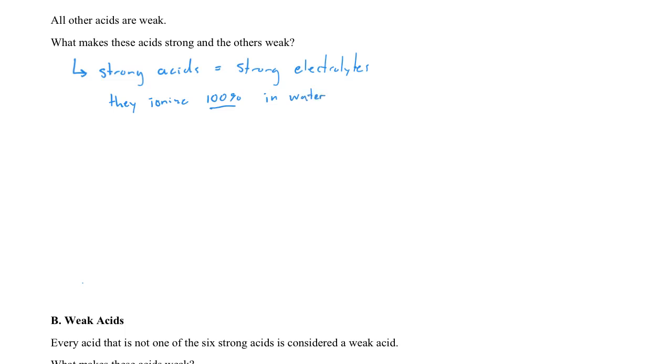Here's an example with sulfuric acid. If we put sulfuric acid into water, it ionizes into 2 protons and a sulfate anion. Now, it ionizes 100%. So there's no more H2SO4. It's all in the form of 2 H pluses and 1 sulfate. So it's completely ionized. Now, on the other hand, weak acids are weak electrolytes.